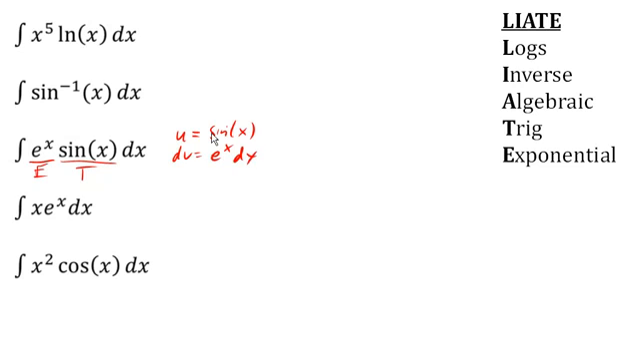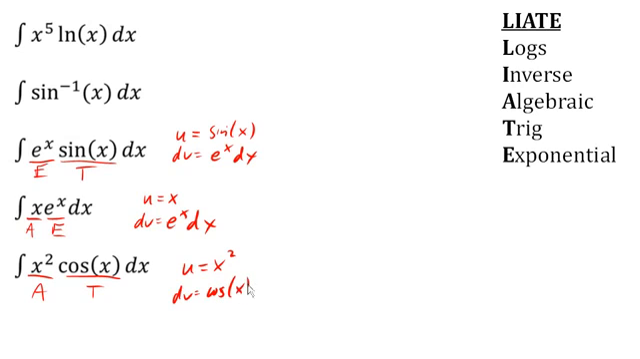For the next one, we have x, and x is algebraic, and e to the x, which is exponential. Since algebraic stuff shows up first in the list, here we'll let u equal x, and dv equal e to the x dx. In the last example here, we have x squared, which is algebraic, and cosine x, which is trig. So we'll let u equal x squared, and dv equal cosine x dx. All right, so that's how we can use LIATE to help us identify our u and our dv in integration by parts.